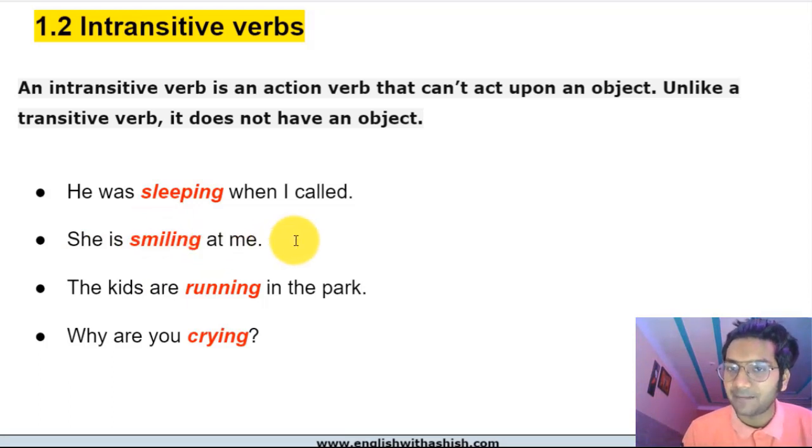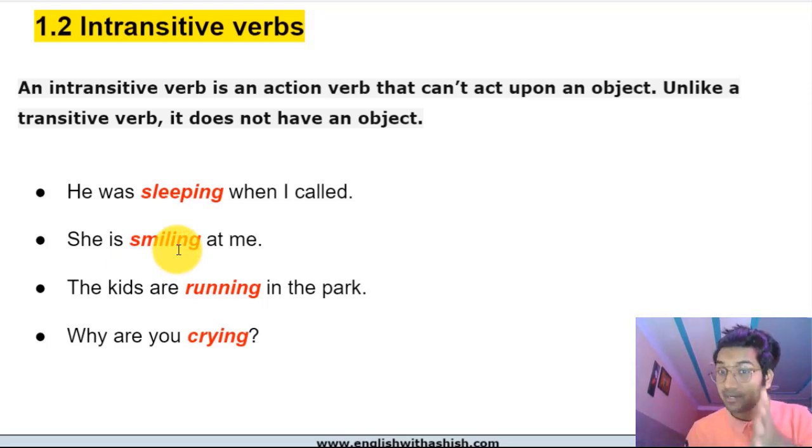She is smiling at me. She is smiling. She is doing something. Action verb. She is smiling at me. Ask the question what or whom. She is smiling whom or what? Can you smile something? You cannot. You can smile at somebody in a particular direction, right? She's smiling at me. Again, intransitive verb.